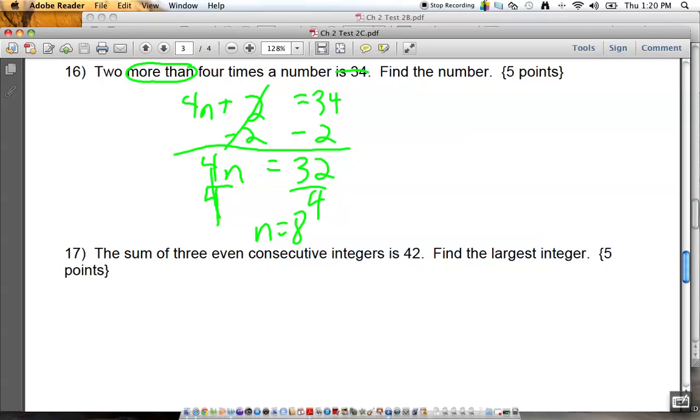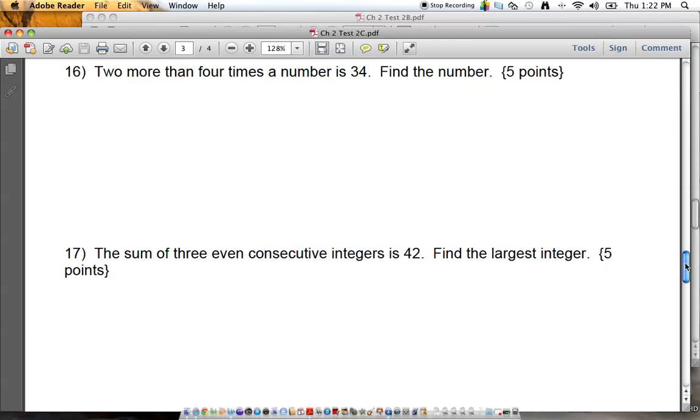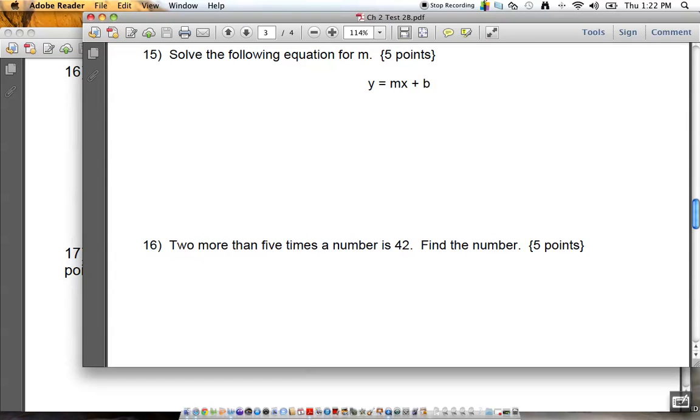Okay. Now let's go to today's sheet, sheet B, and have you do this question, number 16. Okay? Try number 16. It's the same exact one as is on your sheet, so you don't have to look up at the board yet if you don't want to.